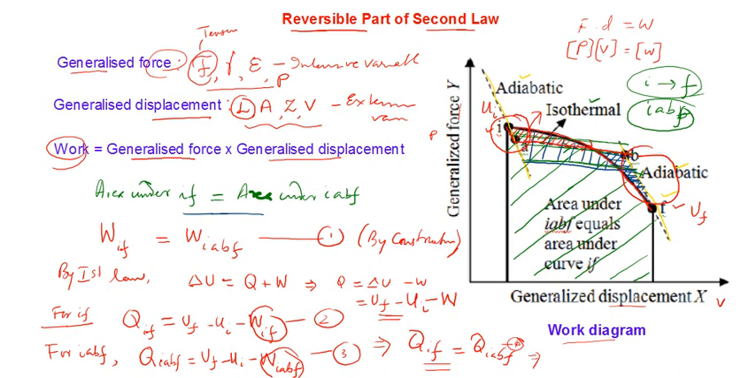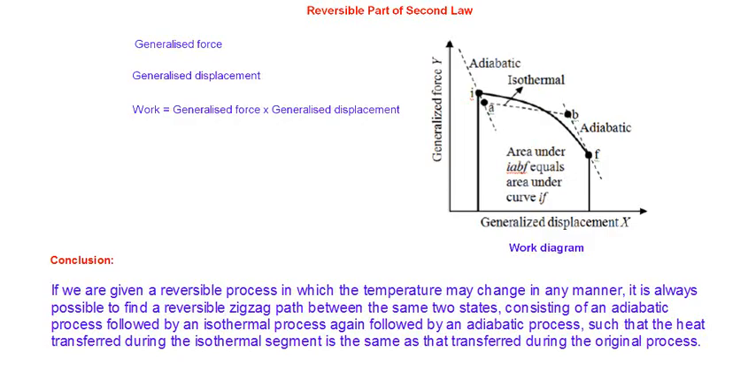We go to the next thing. So this is our conclusion, or this is our final equation: QIF is equal to QAB. QIF is equal to QAB. All right.